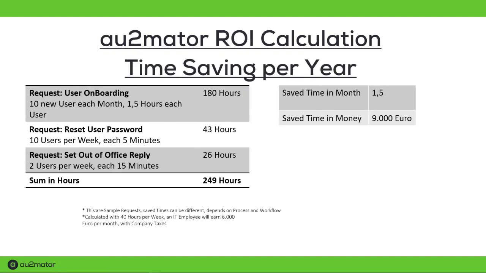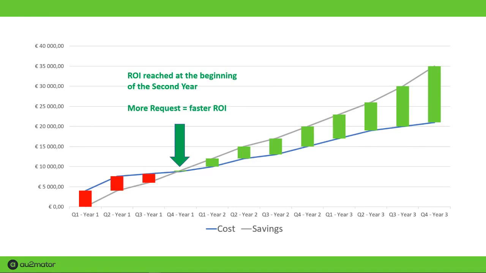The savings for the first year, we calculated how much time the IT will save by automating all these requests. And this leads us to an amount of 250 hours. And compared to the monthly salary and including company taxes, we saved in the first year around 9,000 euros. And then you reach the return of investment with the end of the first year, the beginning of the second year. And maybe that's a huge advantage to argue with your manager or team leader.